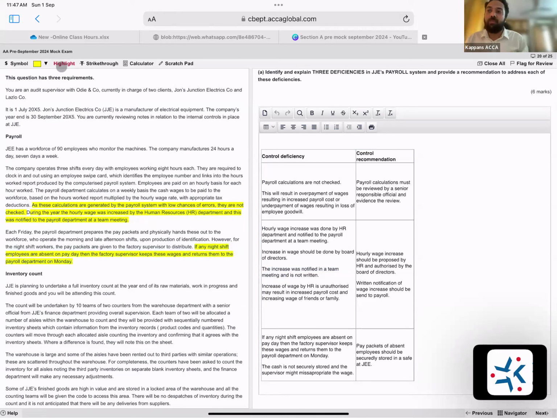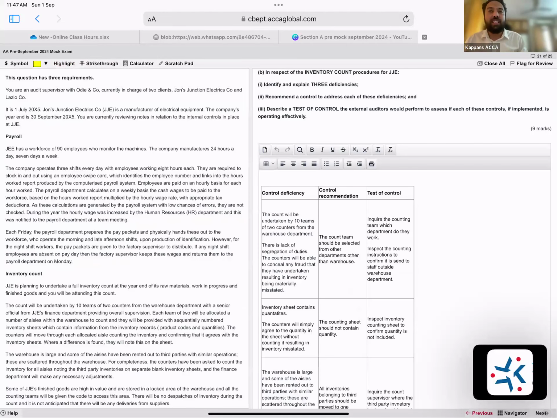So what will be a recommendation? The pay packets of absent employees should be securely stored at JJE and it should be banked on Monday, or it should be given to employees on Monday. That's it. The first question, 3 deficiencies and providing a recommendation, is over.